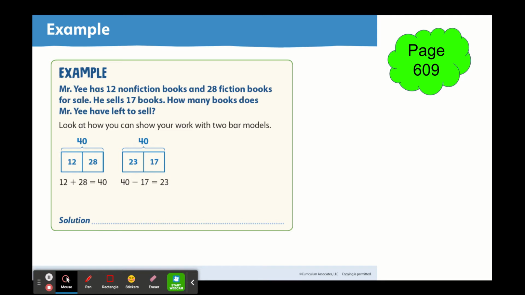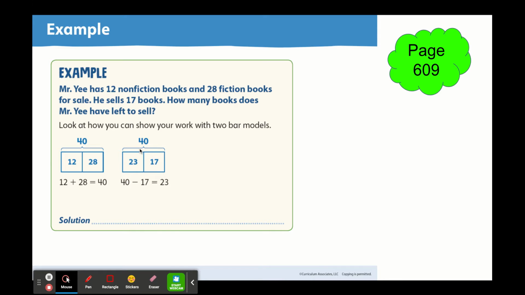So I'm going to read it a second time for us to understand what the problem is asking. Mr. Yi has 12 nonfiction books and 28 fiction books for sale. He sells 17 books. How many books does Mr. Yi have left to sell? So, the first part of the problem, which is step one, we will add the 12 and 28 and we will put it in a bar graph like this one. So, we put in 12, then 28. When we added it, we have 40.